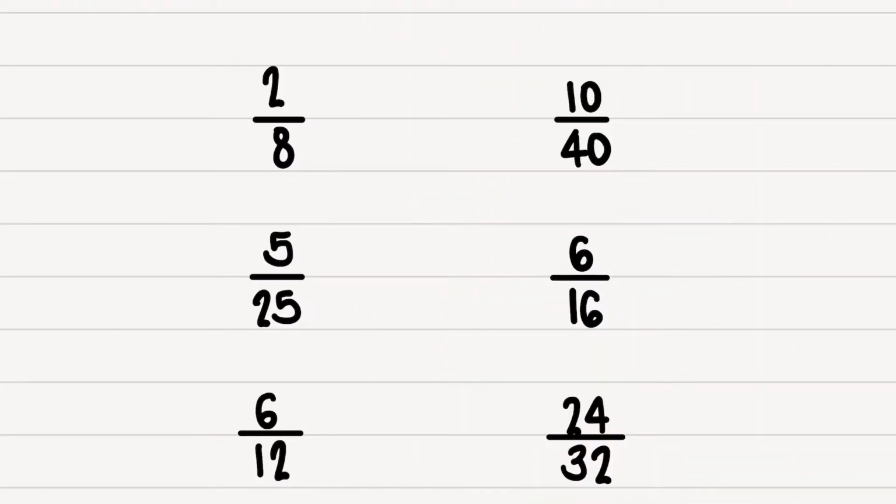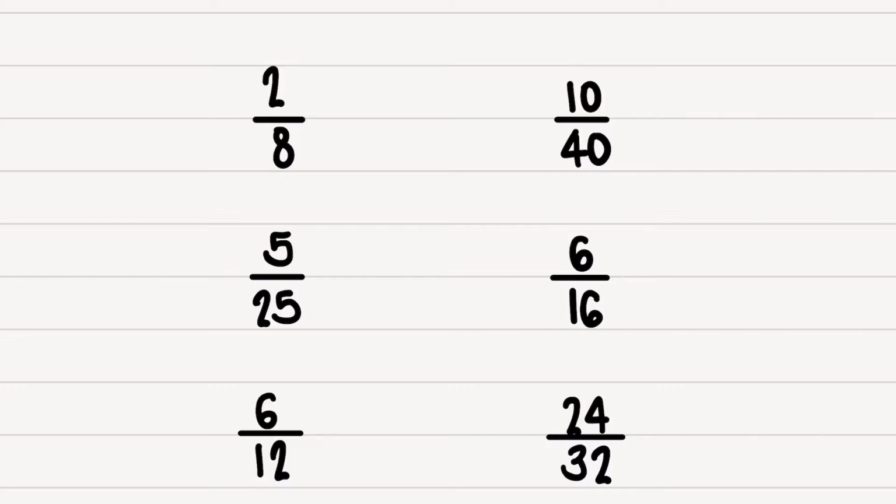Let's get into simplifying fractions. And what does simplifying fractions mean? Simplifying fractions is taking a fraction and writing it in its simplest form. Let's see what I'm talking about. If we look at these 6 fractions, we have 2 over 8, 10 over 40, 5 over 25, etc. And we're going to simplify these fractions.